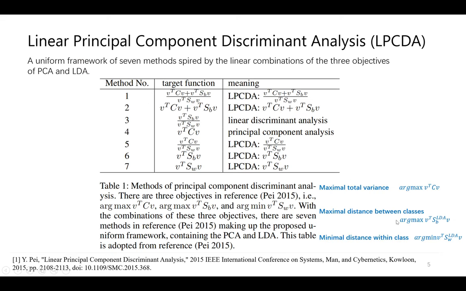As shown here, the author received 7 methods through the linear combination of these three objectives, as shown in this table, where method number 3 is LDA and method number 4 is PCA. And the other 5, method numbers 1, 2, 5, 6, 7, are new data analysis methods.